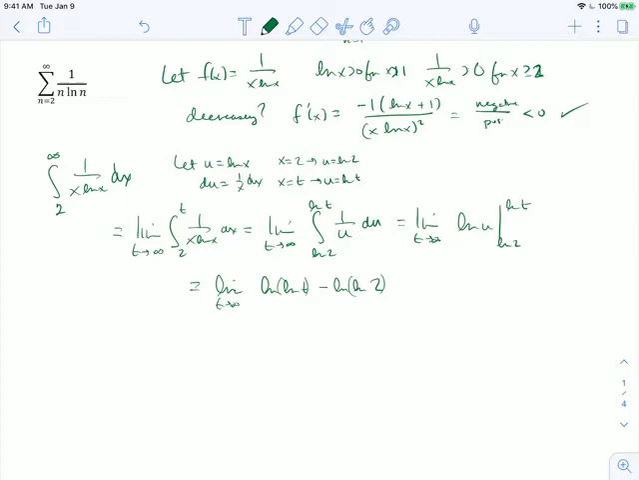And as t gets big, log t gets big, and so the natural log of the natural log of t is also going to get big. This is going to be going to infinity. And so this integral diverges. So by the integral test, summation n equals 2 to infinity 1 over n log n diverges as well.